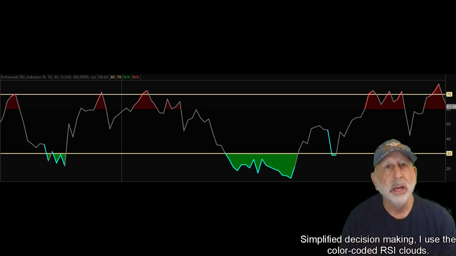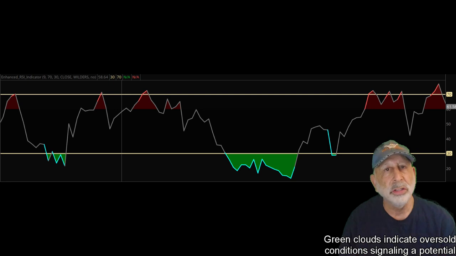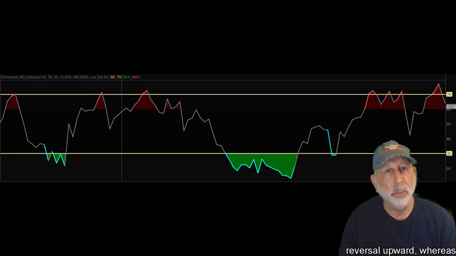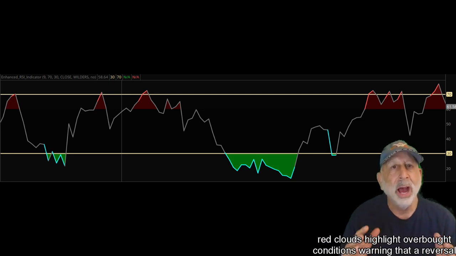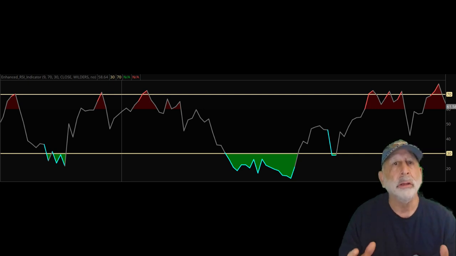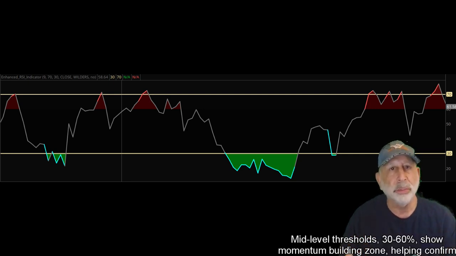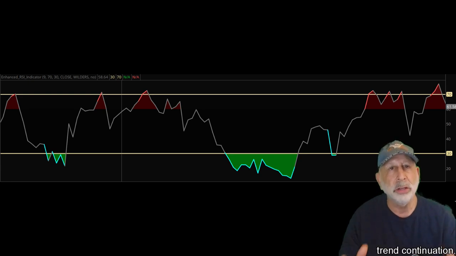For simplified decision-making, I use the color-coded RSI clouds. Green clouds indicate oversold conditions, signaling a potential reversal upward, whereas red clouds highlight overbought conditions, warning that a reversal downward could be forming. Mid-level thresholds, 30 to 60%, show a momentum building zone, helping confirm trend continuation.